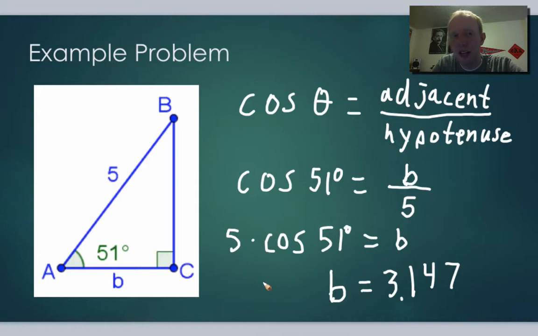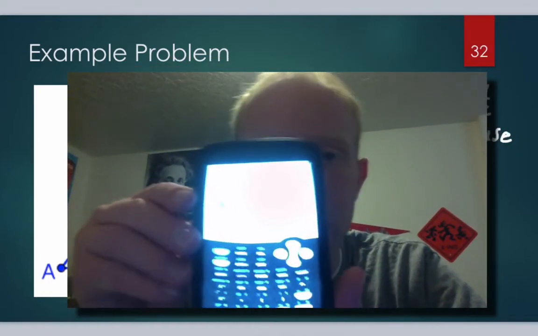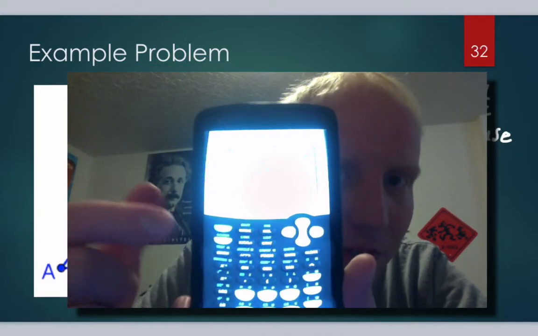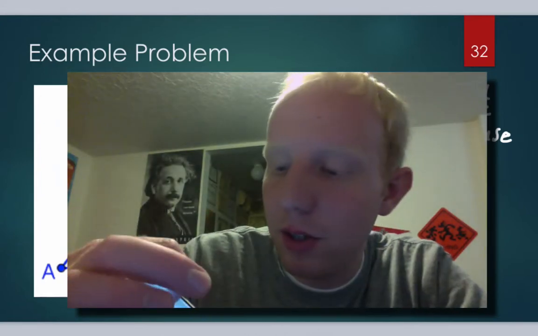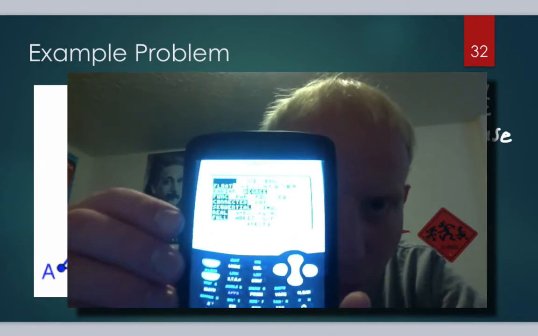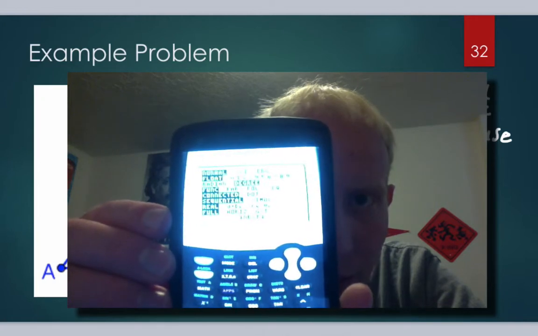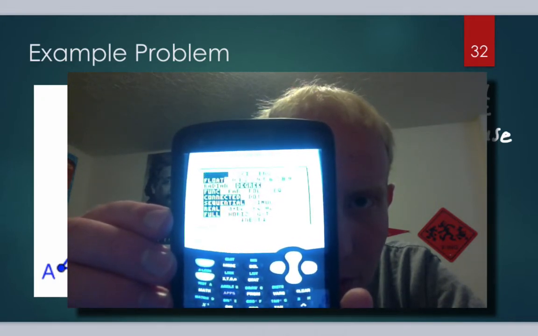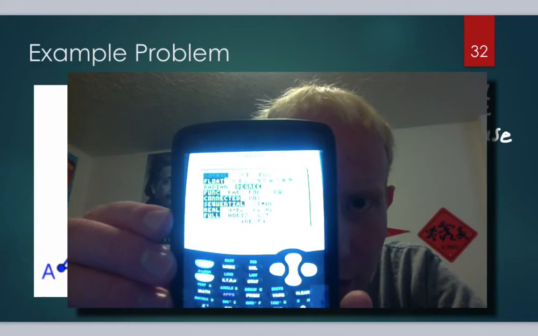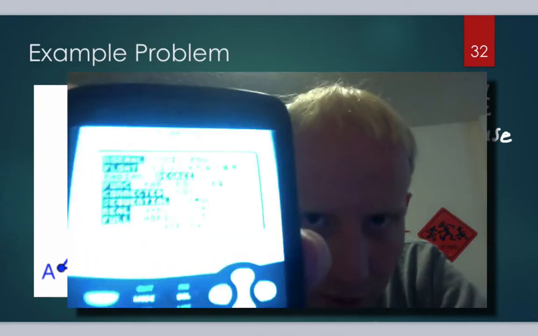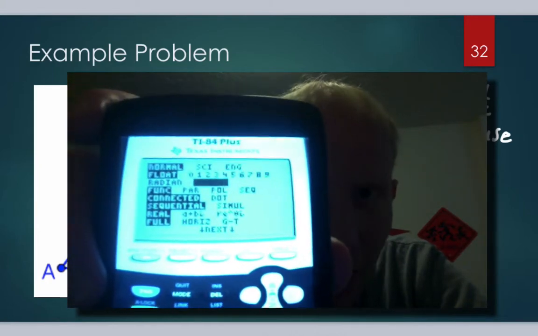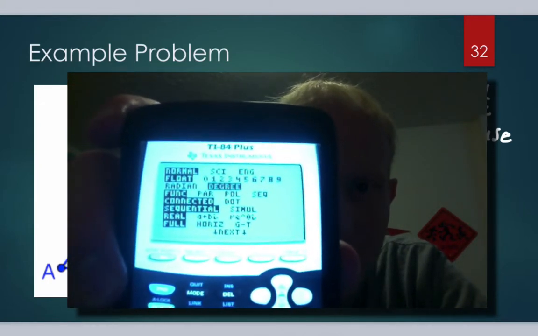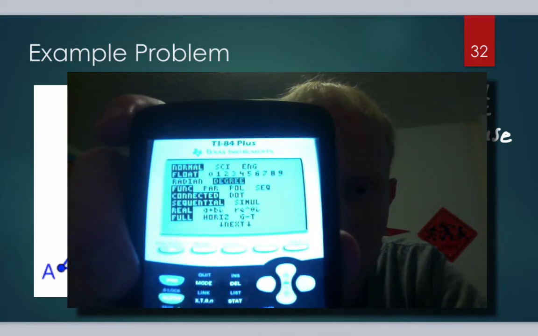If you do not get that, your calculator is probably defaulting to radians. So I'm going to show you what you do on a TI-84. You just click the mode button. It pops up with this little menu, and you want to make sure that the third line has degrees highlighted, not radians.